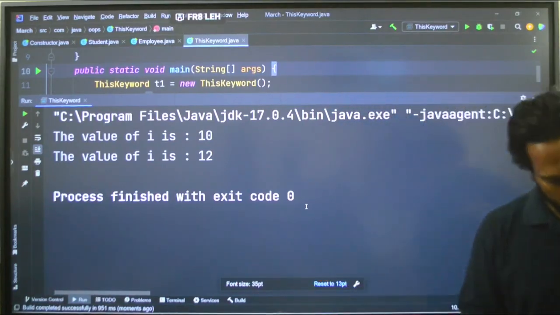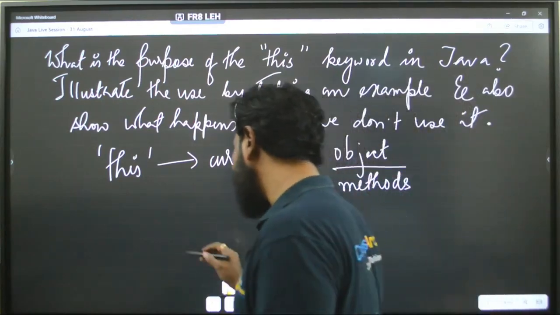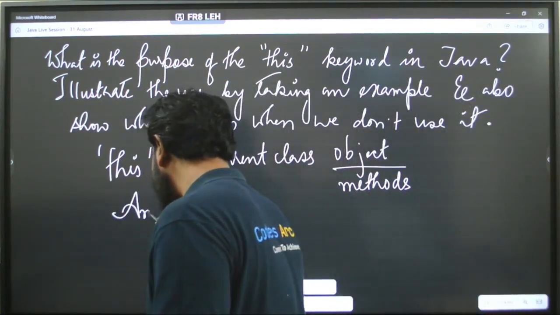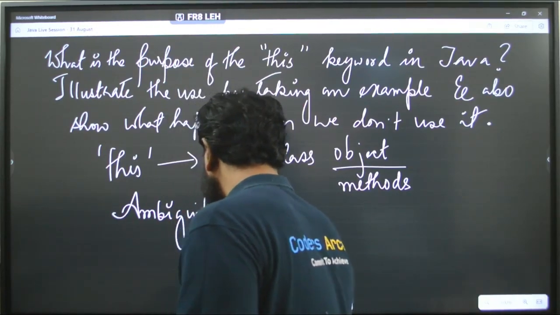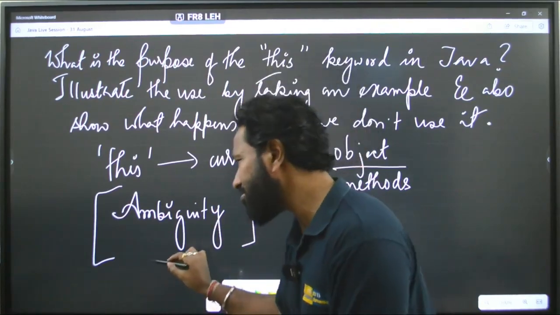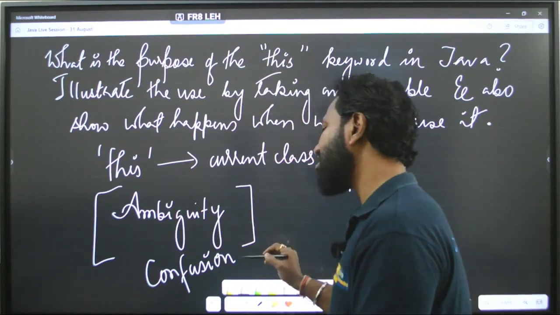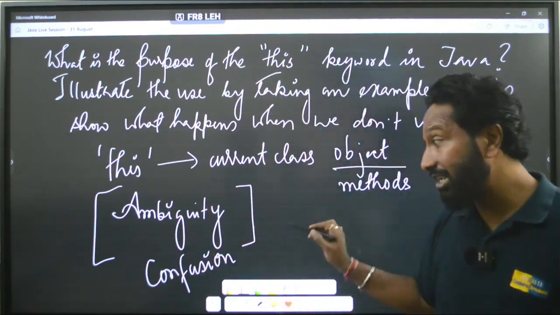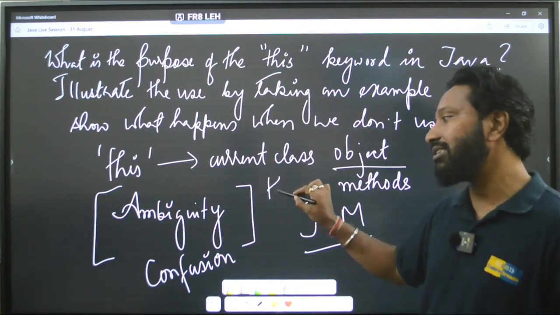This keyword removes a very important thing from our code. What does it remove? It removes ambiguity. Ambiguity means what? Very simple terms, it is called confusion. The confusion from our code is removed. The JVM easily understands what is going on. That is why we need this keyword.